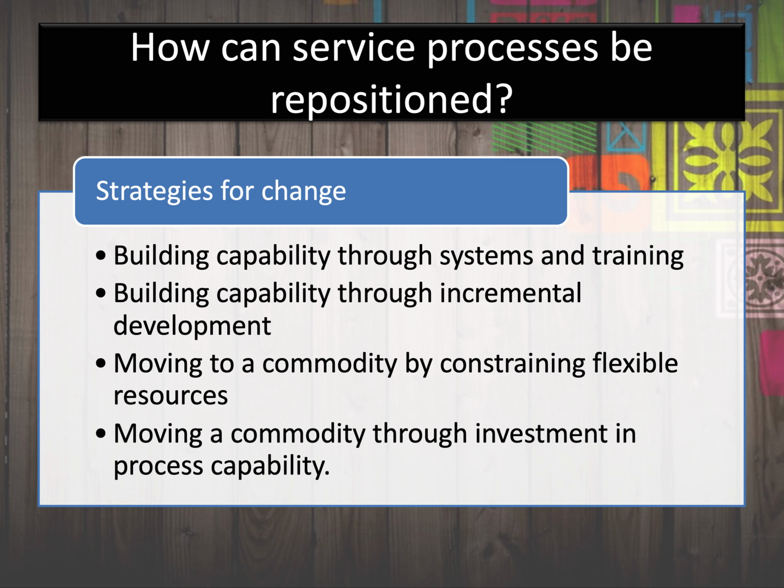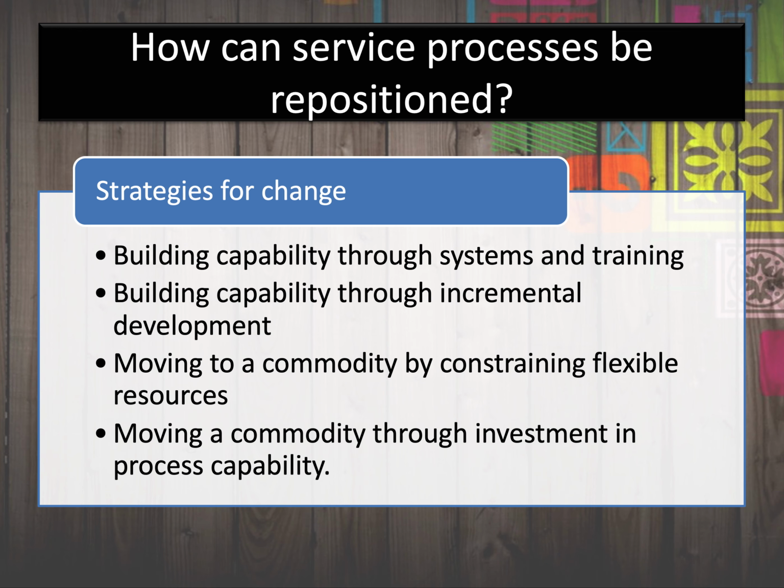Second one is building capability through incremental development. The word incremental means that you develop your capability little by little, not happening drastically like that. In this case the organization may take what appears to be a less risky approach to building capability, moving to a commodity by constraining flexible resources. An example of this would be a gourmet chef being asked to work in a fast food, limited menu restaurant.